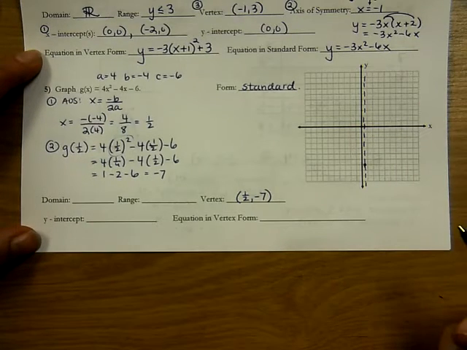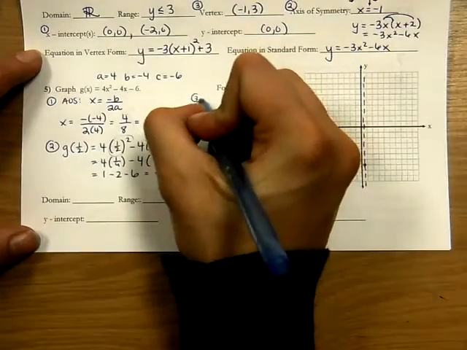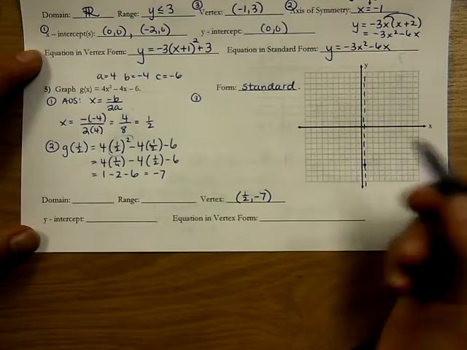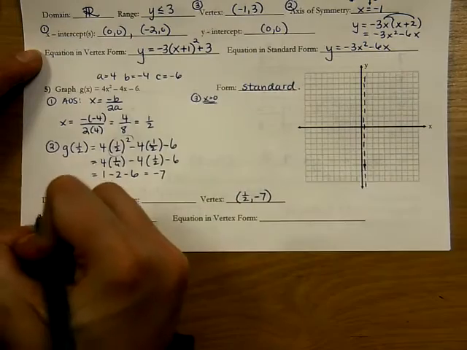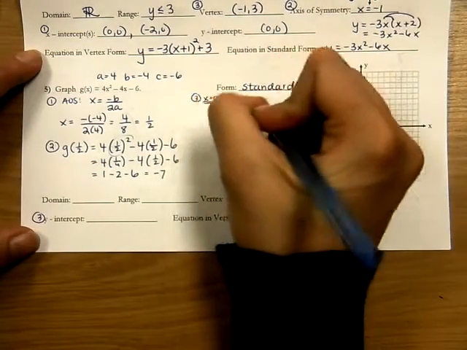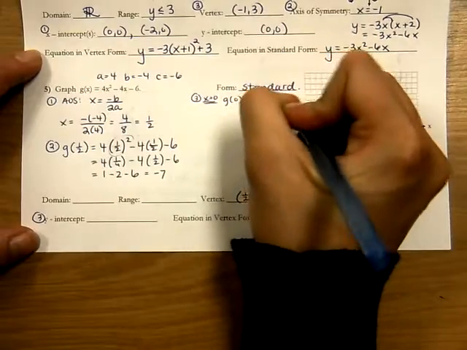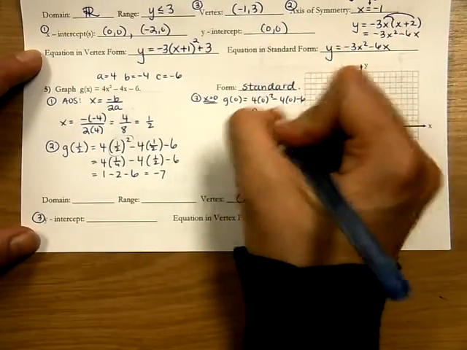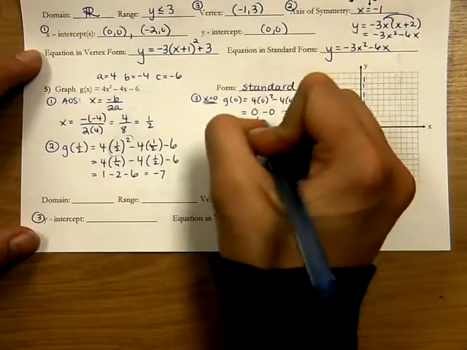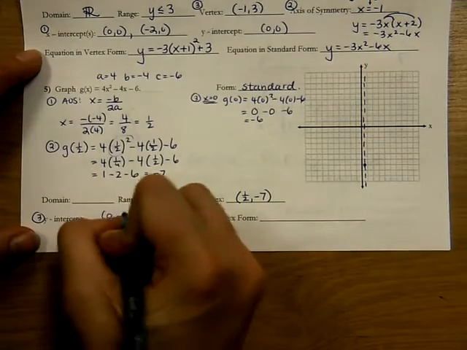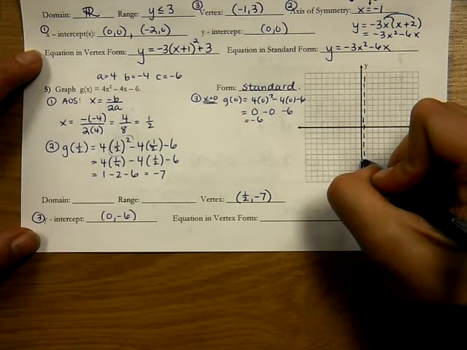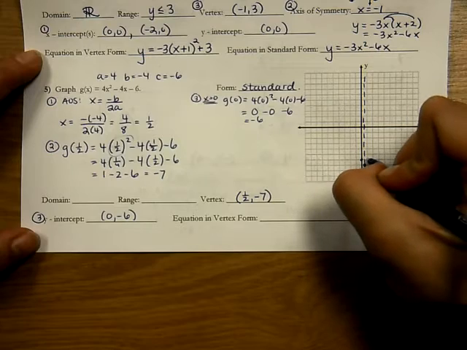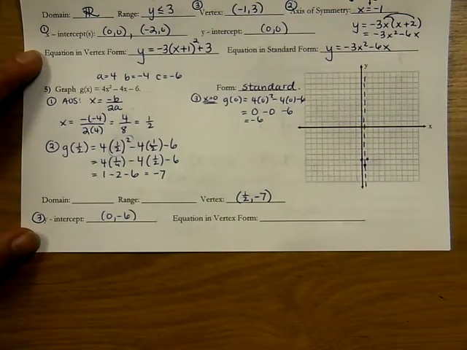Now I do need some extra points in order to get a better shape for my graph. So to do that, I will substitute in other x values. So my third step is getting some extra points. First one I might substitute in is x equals 0. Finding the y-intercept, we got to do it down here anyway. So g of 0 equals 4 times 0 squared minus 4 times 0 minus 6. Well, that's just 0 minus 6, or negative 6. So the y-intercept is 0 comma negative 6, or this guy right here. And I can reflect it, and you're good to go there.